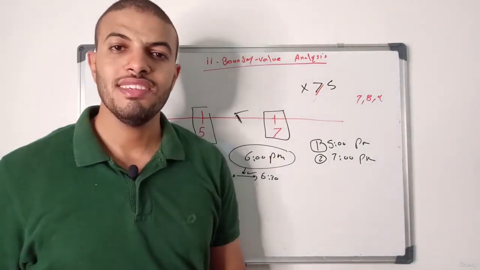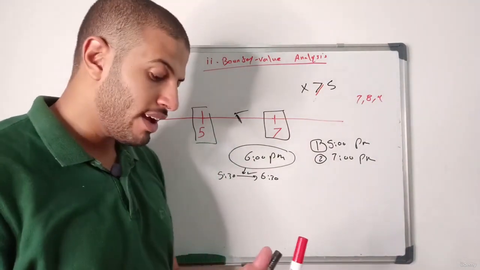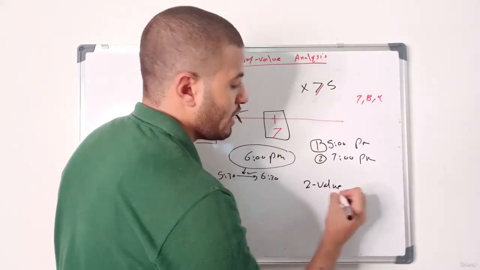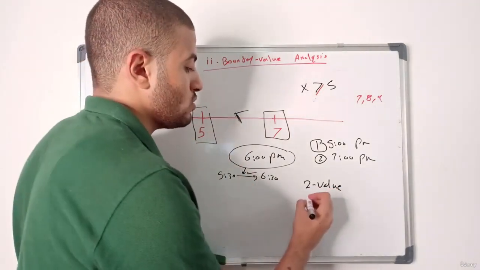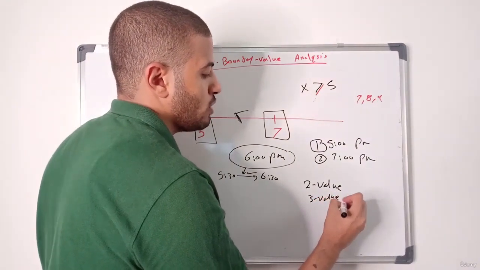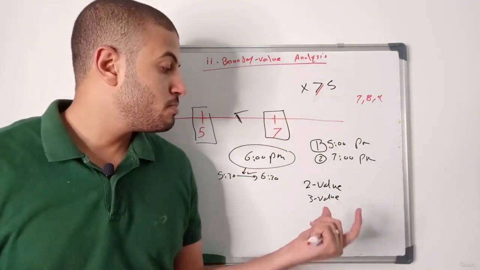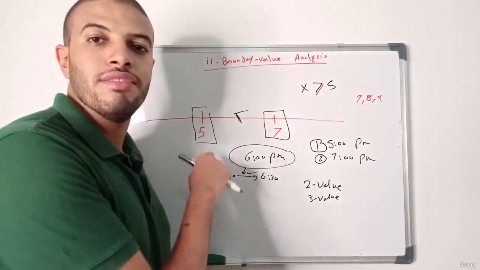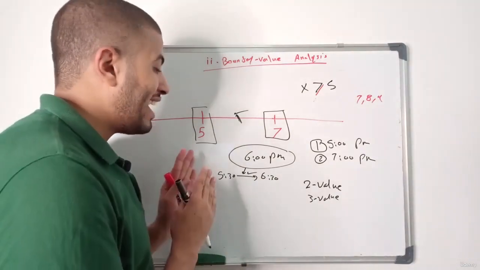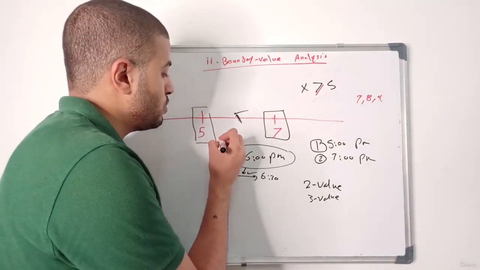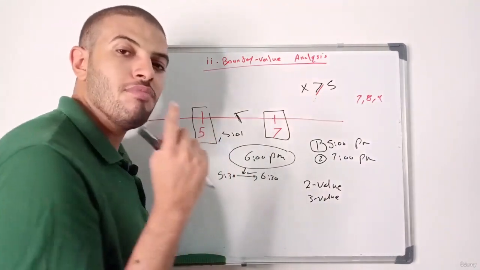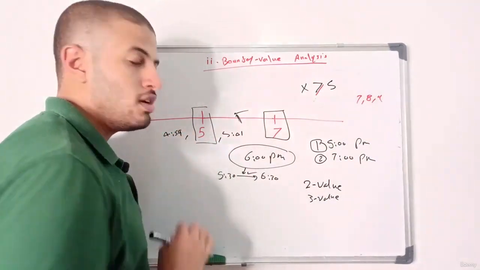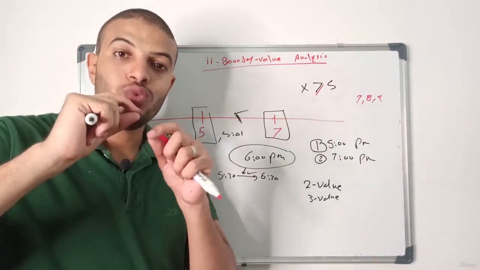So in boundary value analysis, we have two types. We have something called two-value boundary value analysis, and another called three-value boundary value analysis. Me, personally, I prefer three-value boundary value analysis. And this says, here we have 5 p.m. We will test at 5 p.m., and also we will test at 5 p.m. and 1 minute, and we will test at 4:59. So here, at each boundary, we take three values.